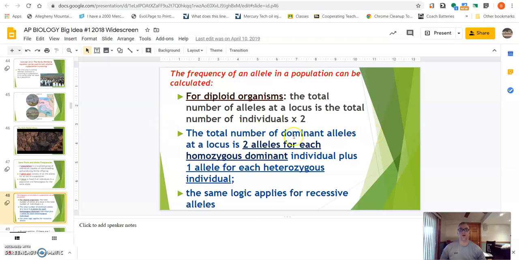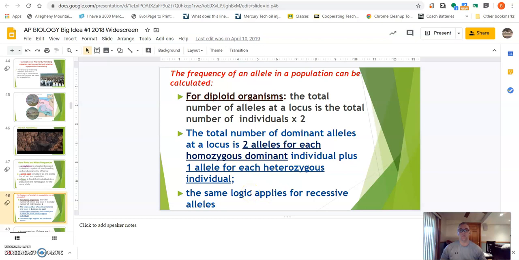So the total number of dominant alleles at a locus is two alleles for each homozygous dominant, plus one allele from each heterozygous individual. And then the same applies for the recessive. So basically, all of your individuals that are homozygous dominant, so if I had a population and I had 100 individuals that were homozygous dominant, I would actually be contributing 200 alleles. And then if I had, let's say, 50 people that were heterozygous, I would get 50 more dominant alleles because half of their alleles are going to be dominant and half of them are going to be recessive.